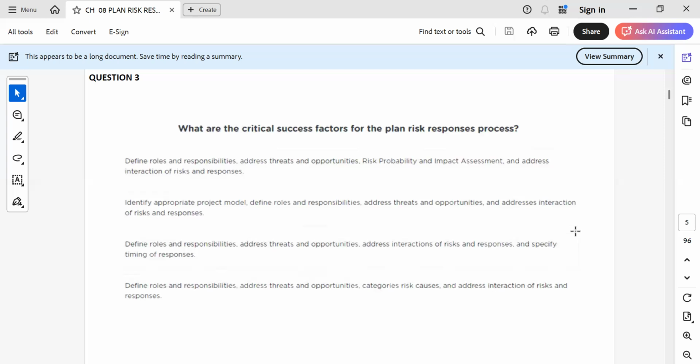Defining the roles and responsibilities, yes. Addressing the threats and opportunities, yes. Addressing interactions of risk and responses, yes. And specifying timing of responses. Okay, this is a good option. The last option is saying categorizing the risk causes. So I believe out of C and D, C is more appropriate for me, sir. That's right. Categories of risk causes are developed actually when we are planning the risk, developing the risk management plan.